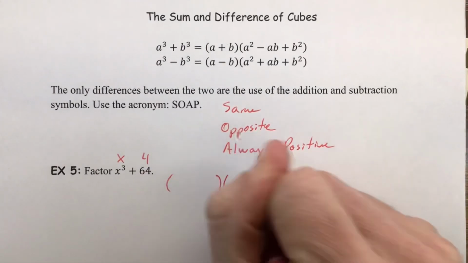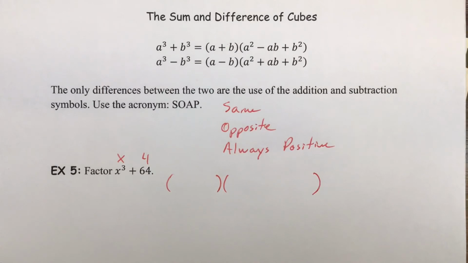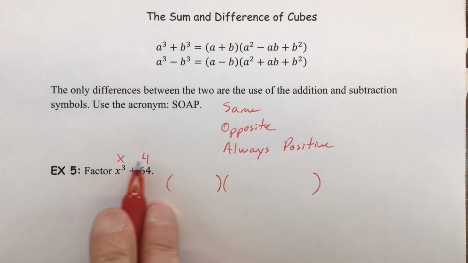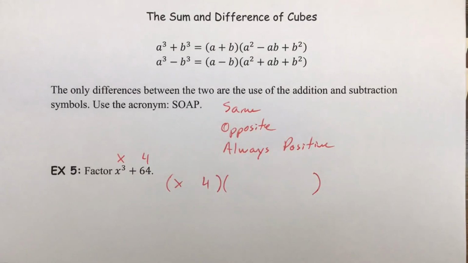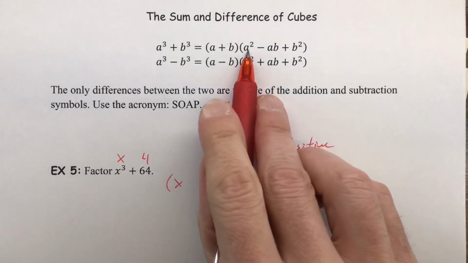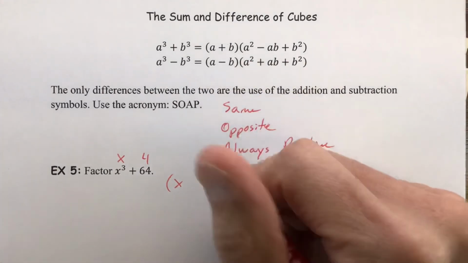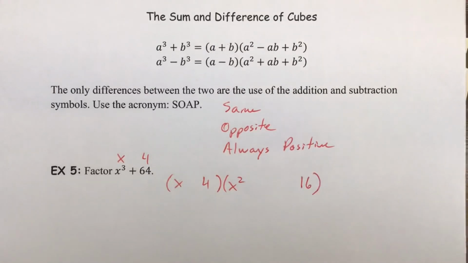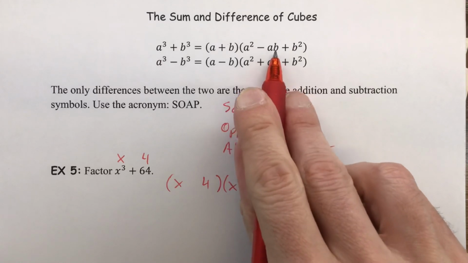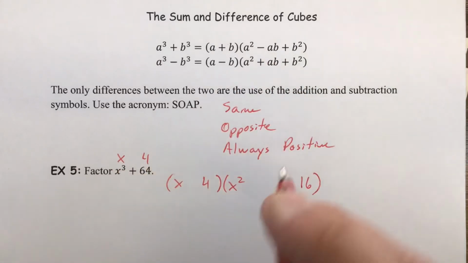You're going to get a binomial times a trinomial. In the binomial, you're going to write down those two things. That is your A and that is your B. You've got x and you've got 4. We'll come back to the sign. Over here, you're going to have an A squared at the front, B squared at the back. So you've got an x squared, 4 squared is 16. Again, I don't want to be looking at the 64, so I wrote down the 4. The middle is going to be A and B together, the x and the 4, which would be better written as 4x.